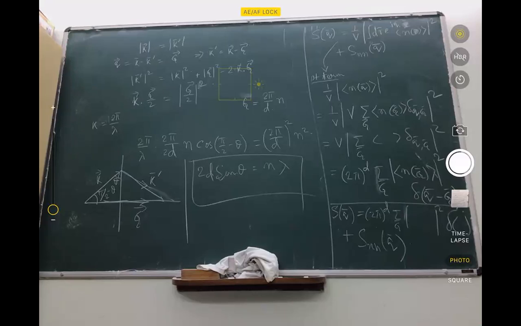What happens is that when the scattering is happening in a periodic solid, the momentum transfer has to be equal to one of the reciprocal lattice vectors. It cannot be that Q, the momentum transfer, takes any arbitrary value. It has to be equal to one of the reciprocal lattice vectors. That's all we have said.